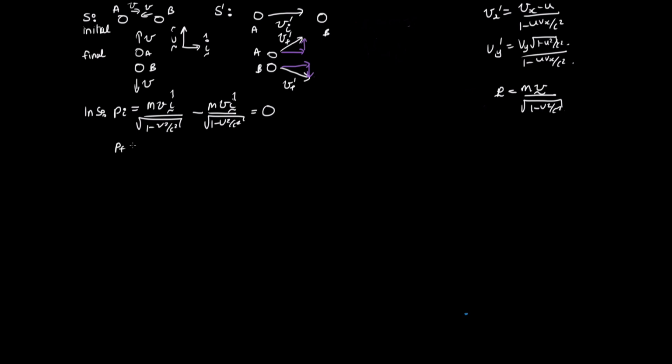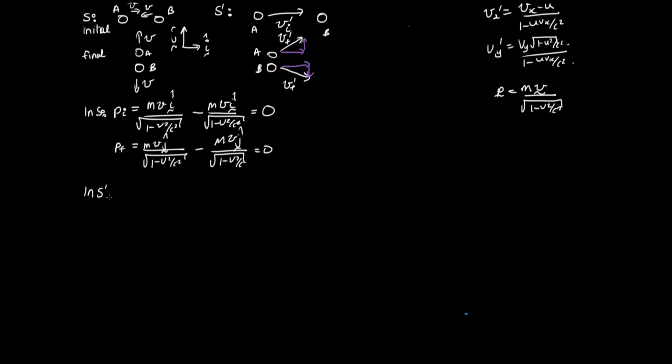And the final momentum is equal to this one, so this is the same but in the j direction. So we've got mvj over the square root of 1 minus v squared on c squared minus mvj over the square root of 1 minus v squared on c squared. So again, it's equal to 0, and these are equal to each other. So even with this new definition, the momentum conservation holds. So now we need to consider what's going on in S prime, which gets a little bit more complicated.